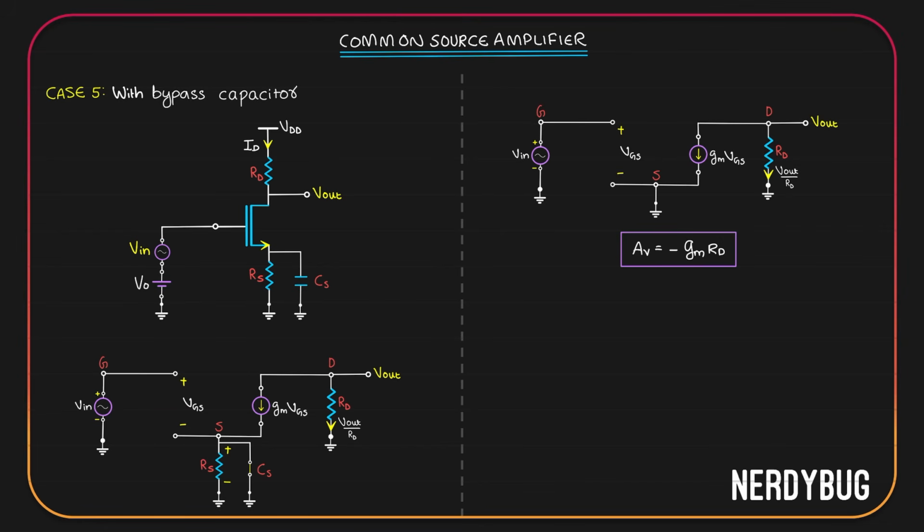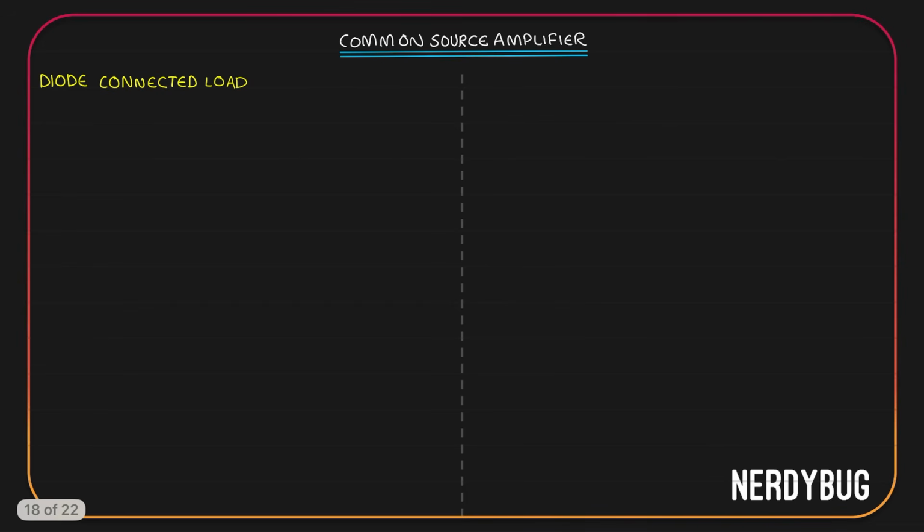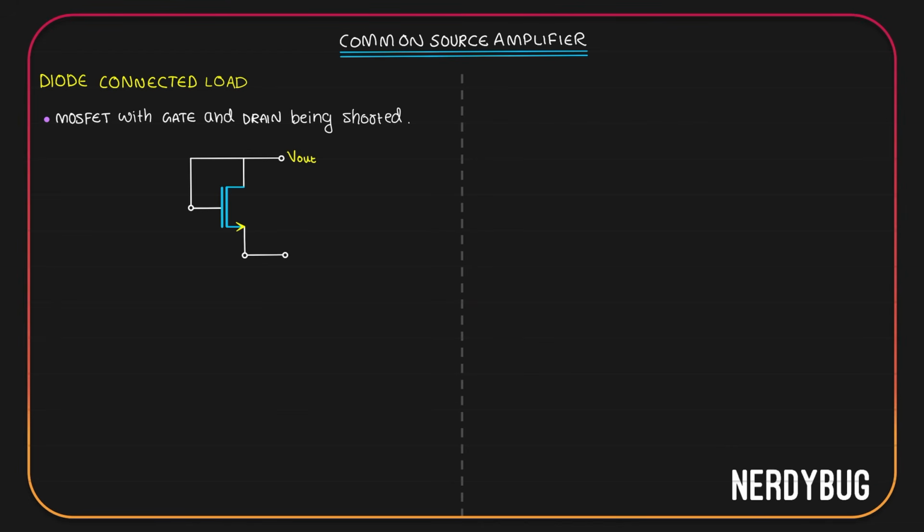So far we have seen that the gain of the amplifier depends heavily on the load resistance. But what if we do not want to use a plain resistor? What if we want something better, something that fits nicely on a silicon? That's where the diode-connected MOSFET comes in. It is just a MOSFET with its gate and drain tied together. We can represent it like this.